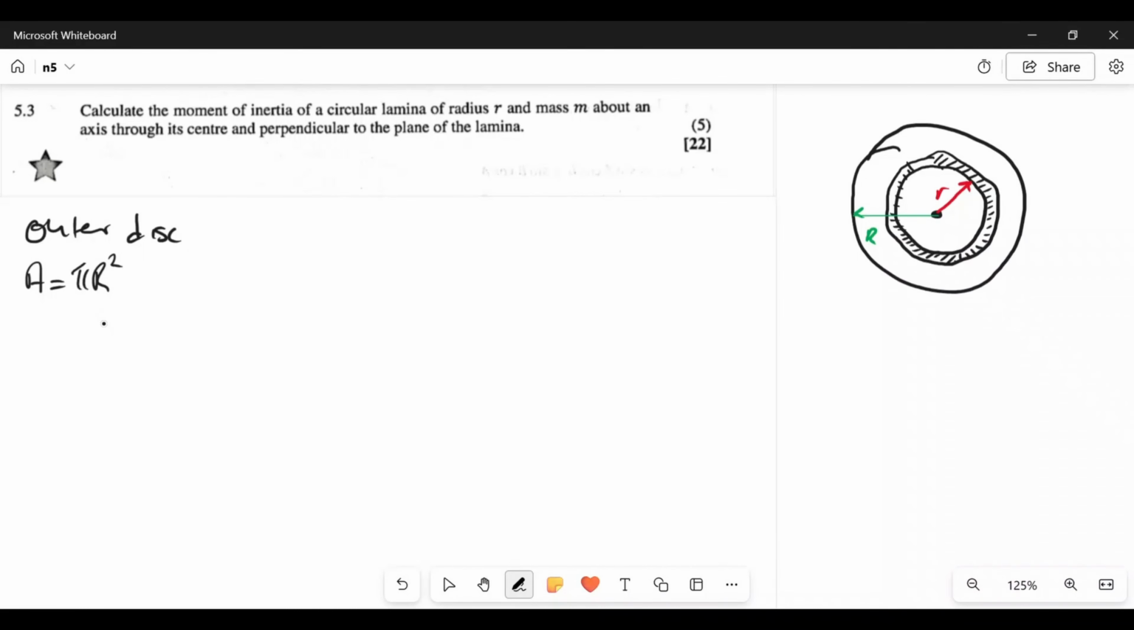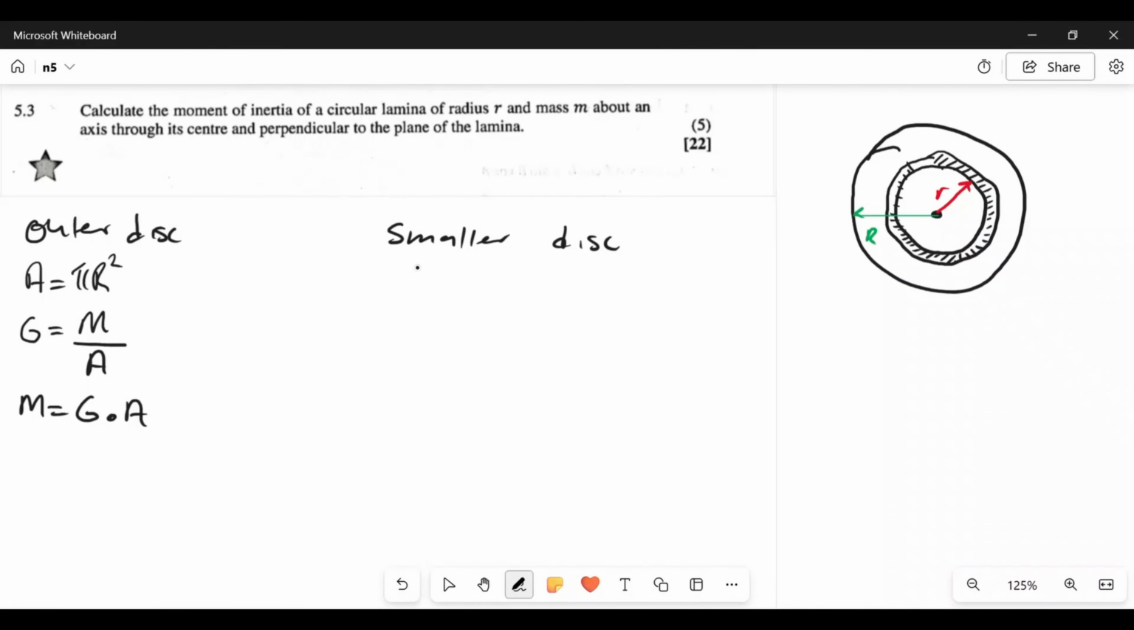So the density for this disk is density equals mass divided by the area of the disk. From here we can make m the subject of the formula, the mass of the disk. So this m is going to be density multiplied by area. We just cross multiply. Now let's look at the smaller disk. This is the smaller disk here, the one with the red radius there, right? So let's do the smaller disk.